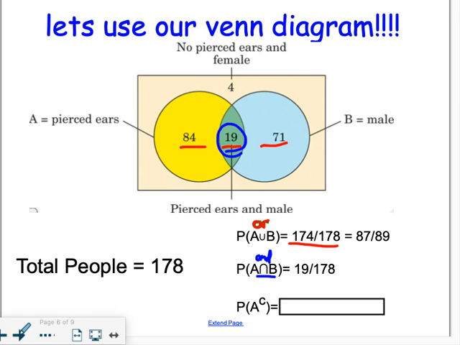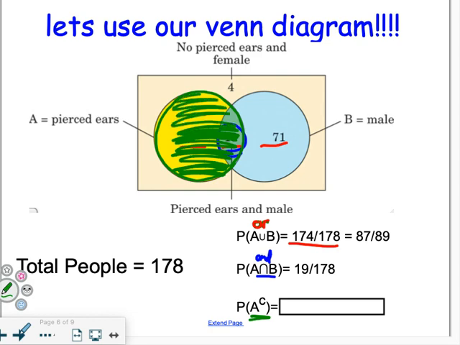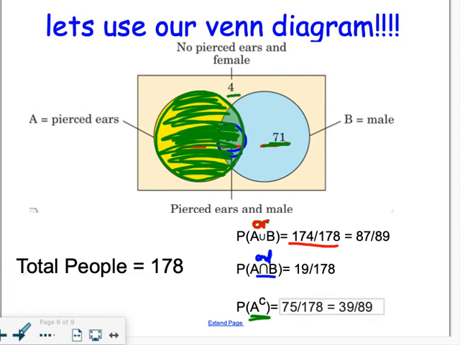And then thinking back to this notation, since it's my last problem, I'm going to do this. We want not in A. A is this circle right here. I want not in here, so I'm going to get rid of everything there. And I want to add up whatever is left over. Notice that's 71 plus 4, which gives us 75. So 75 over 178.